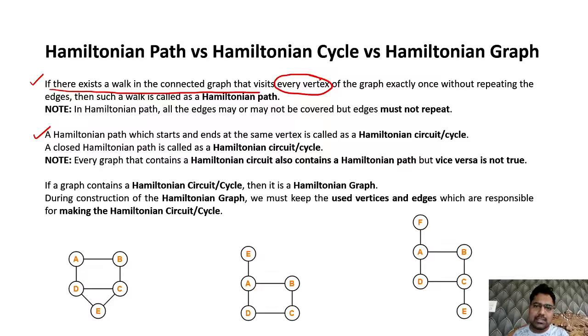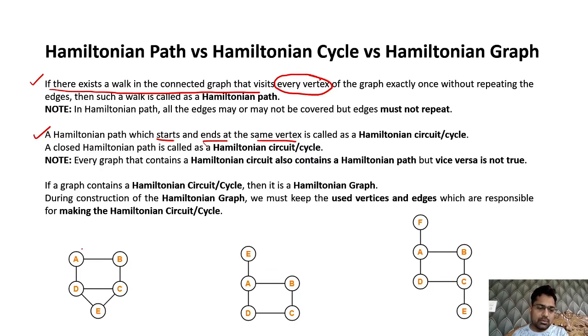Next, the Hamiltonian circuit and cycle, both are the same. Then how to differentiate? A Hamiltonian path which starts and ends at the same vertex. Okay, means you started from A, suppose you come towards A again. This is what you can say, it's a Hamiltonian circuit or cycle. Okay, clear? So as I told you, the repetition of vertices is not allowed, but here the repetition is allowed only in the case where the start and end should be the same.